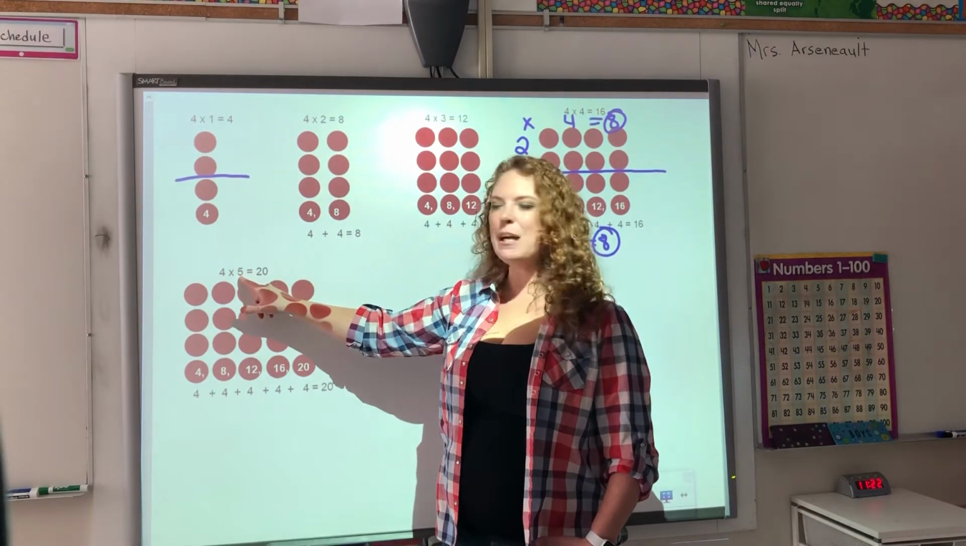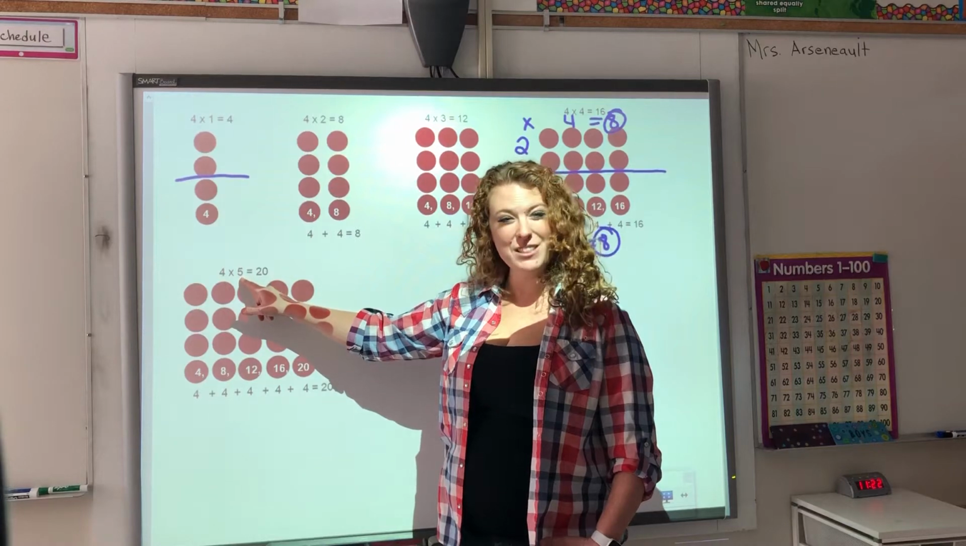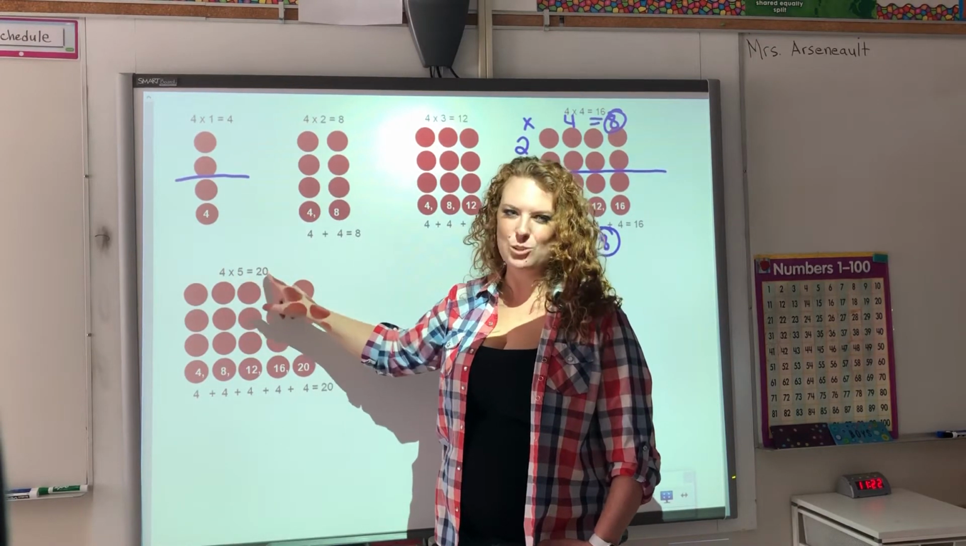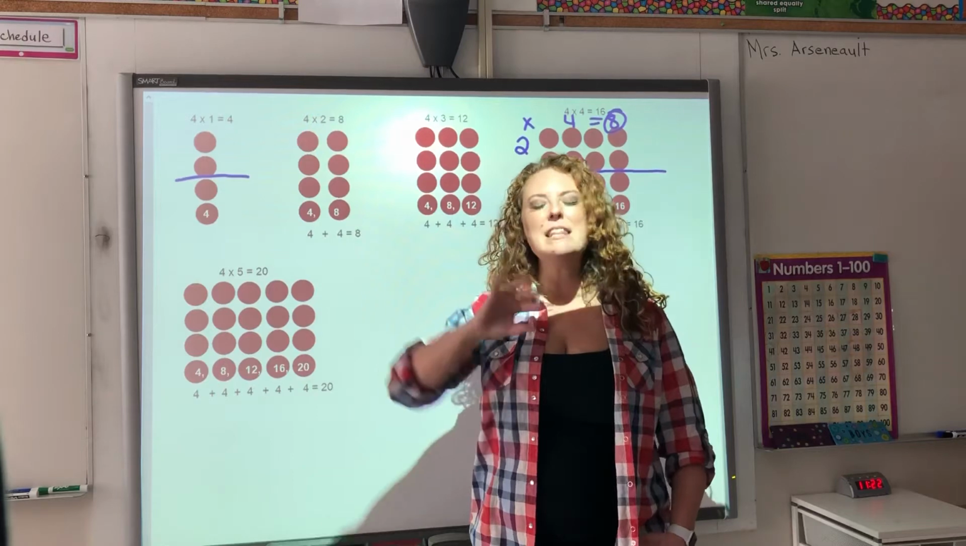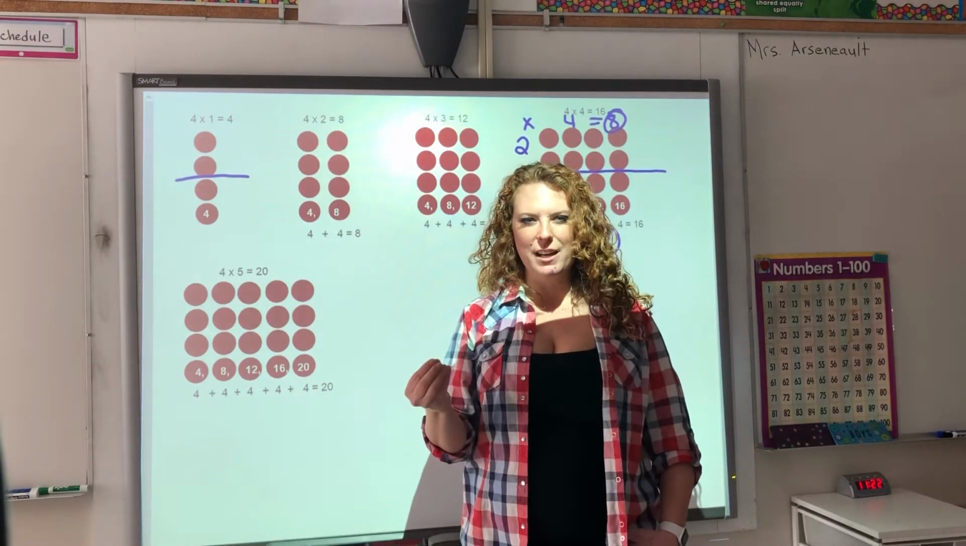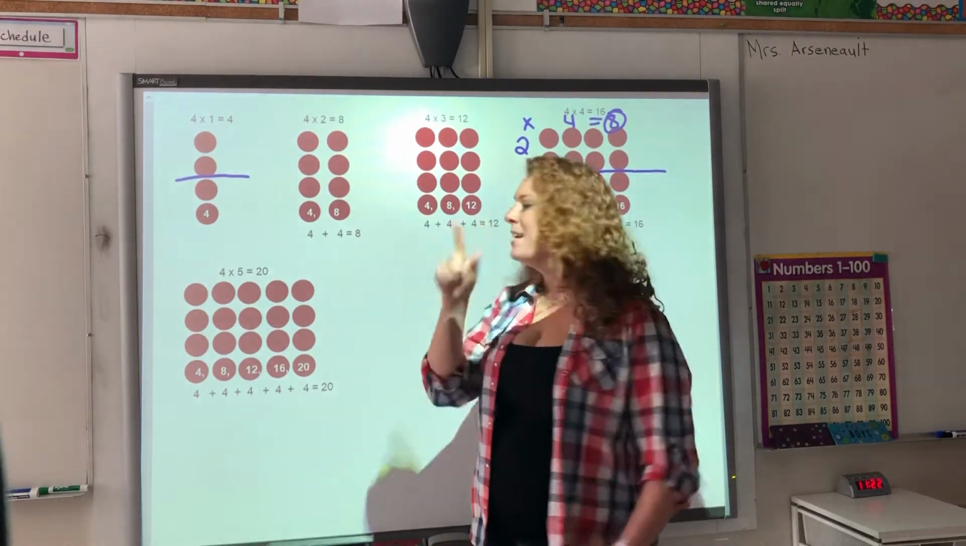What is double 5? Double 5 is 10. And then I'm going to double 10 and get 20. So I'm going to double it and then double the answer, or double the product. And that's going to help me come up with the answer. Let's do it with a bigger number.